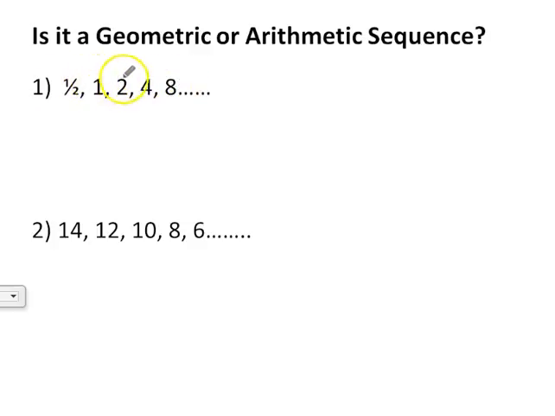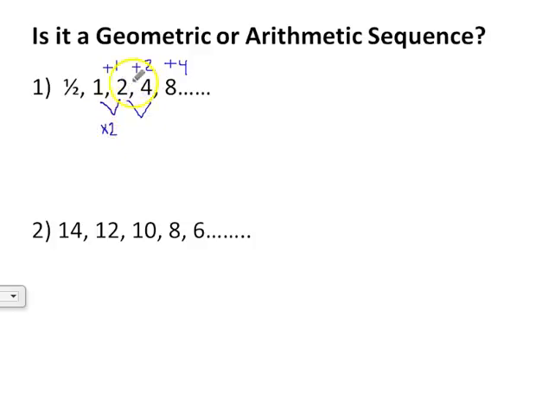And are we increasing at a steady amount, like the same amount each time? So 1 to 2, it's going up by 1, and then from 2 to 4, we're increasing by 2. From 4 to 8, we're increasing by 4. So that would not be an arithmetic sequence, because we're not increasing by the same amount every time. So let's look and see, how do we multiply? How do we go from 1 to 2? What do we multiply 1 by to get 2? Well, 1 times 2 gives me 2.